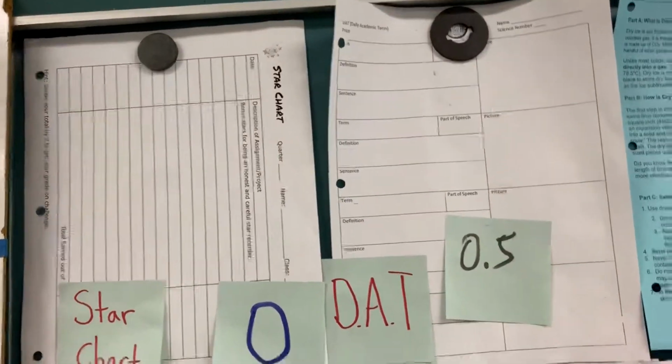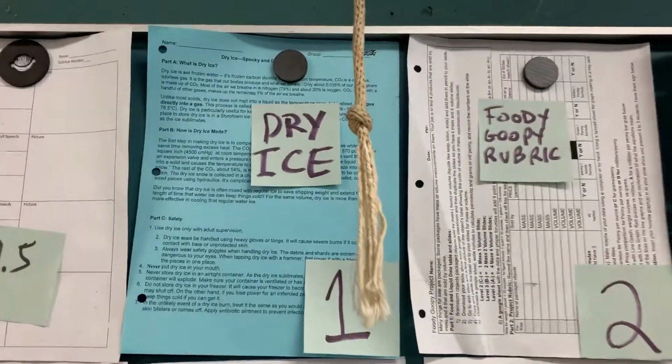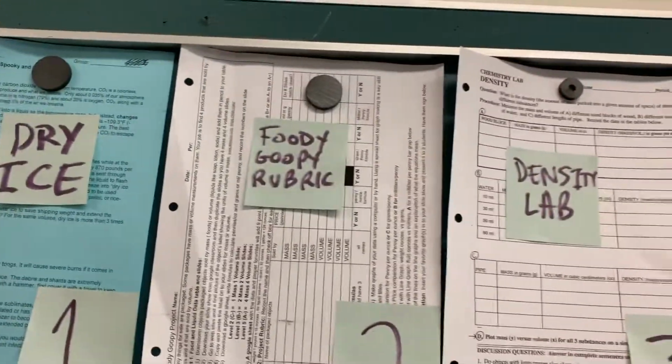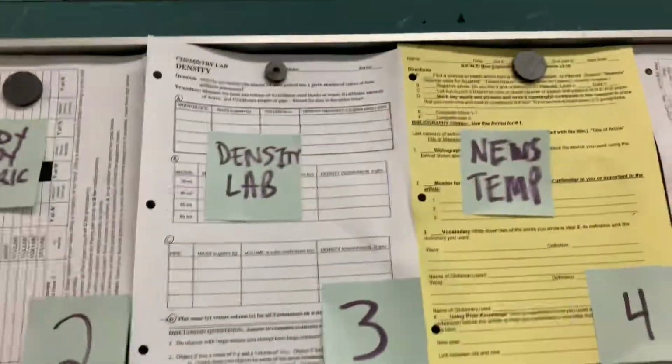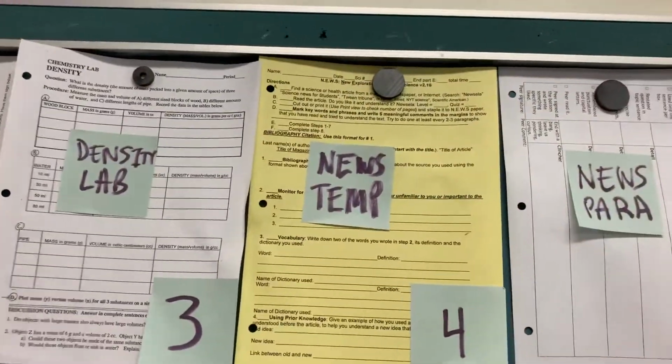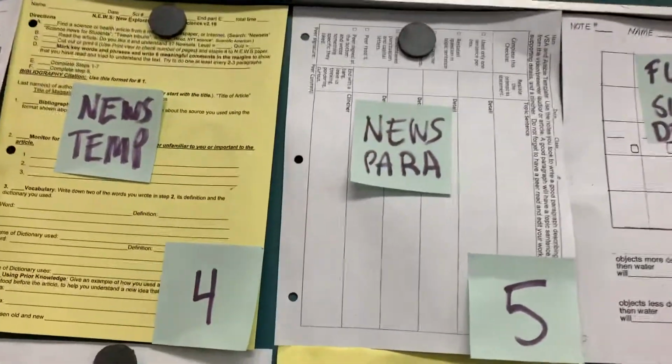So this is our density unit. We began talking about dry ice and we did a comparison of food labels to get the mass and volume of food. We then looked at pipes and blocks and water to get the density. We found an article about some topic that interests us.